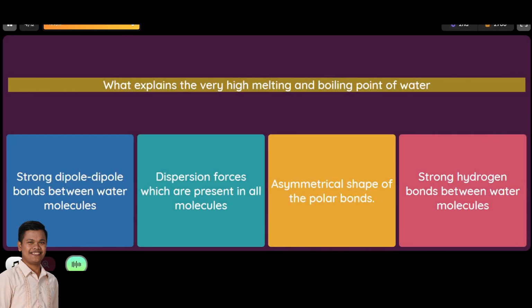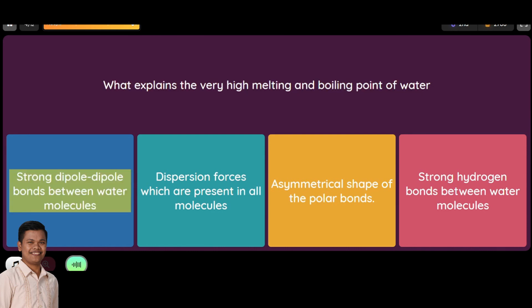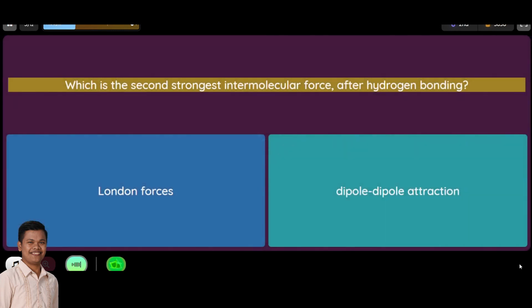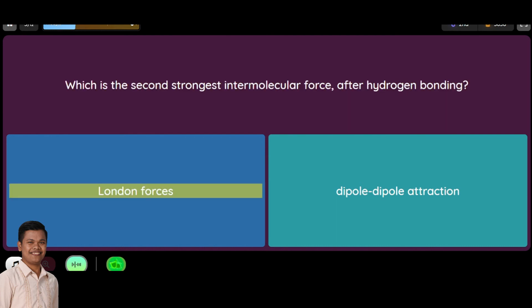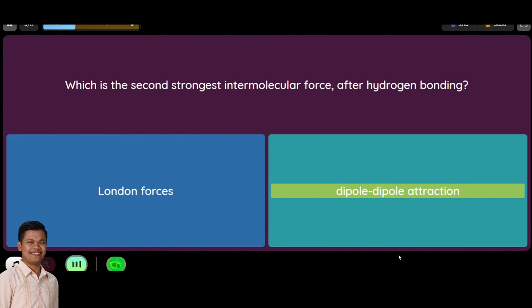What explains the very high melting and boiling point of water? Option 1, strong dipole-dipole bonds between water molecules. Option 2, dispersion forces which are present in all molecules. Option 3, asymmetrical shape of the polar bonds. Option 4, strong hydrogen bonds between water molecules. Which is the second strongest intermolecular force, after hydrogen bonding? Option 1, London forces. Option 2, dipole-dipole attraction.